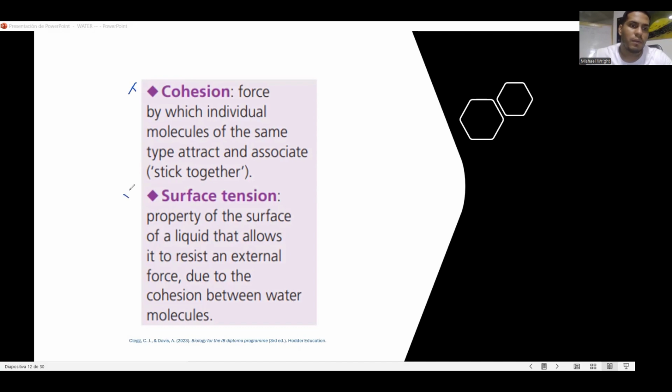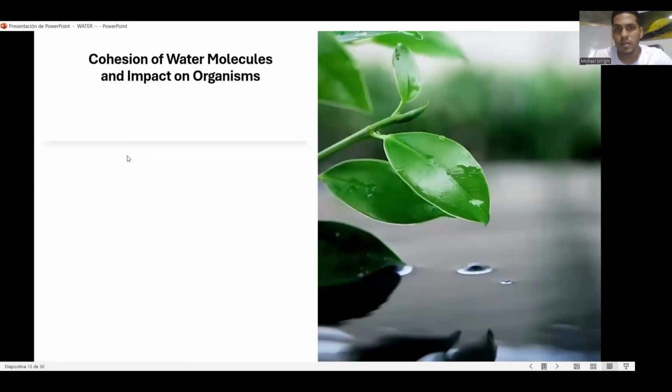At the same time, we have another property called surface tension. Surface tension is basically a property that allows water to resist an external force. This is due to the cohesion between water molecules, so these two are closely related to each other. Okay, so let's see what's next.